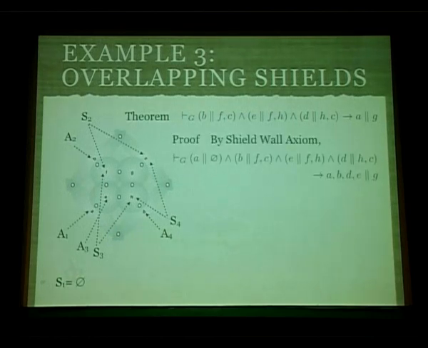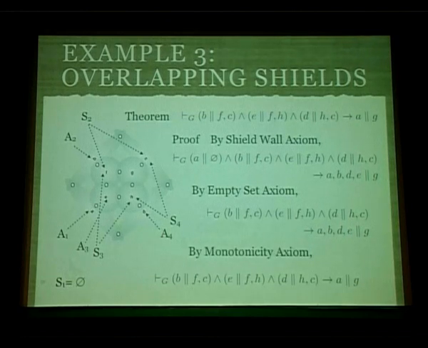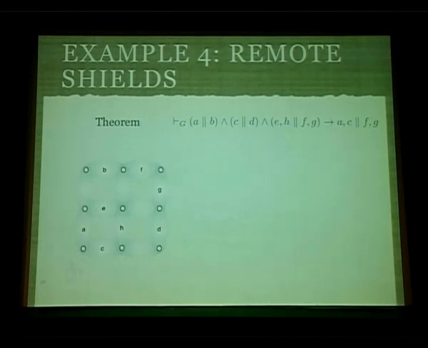Well, if we just write down the shield wall axiom, we get this. And again, this is always true by the empty set axiom, so we can get rid of it. Now, the difference between what we have and what we want to get is just that we have a single A over here and multiple guys over here. We can get to them by monotonicity. My time is running out. This is my last example. And it shows that a shield doesn't have to be directly attached to the warrior. It could be several miles away.